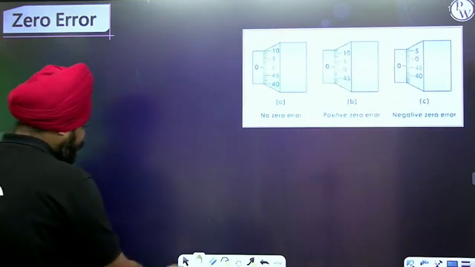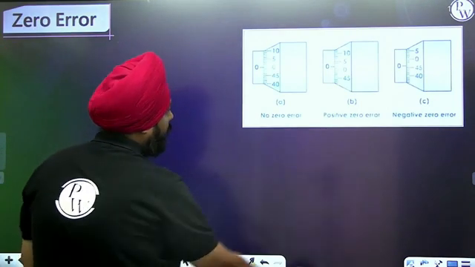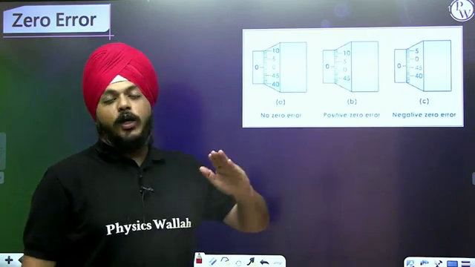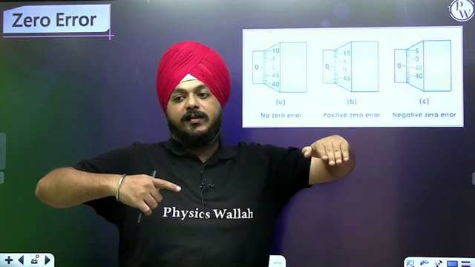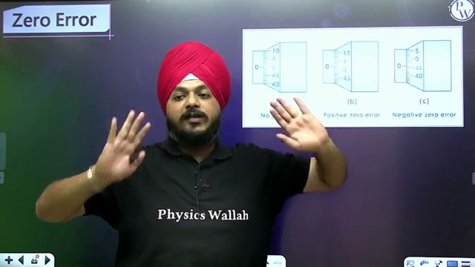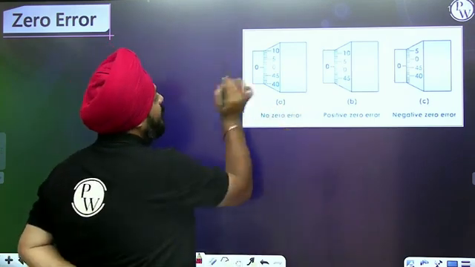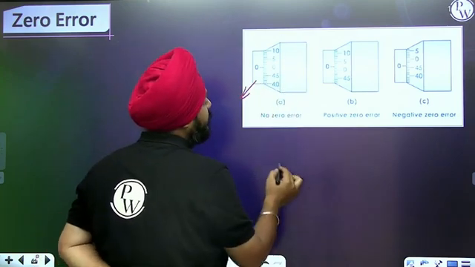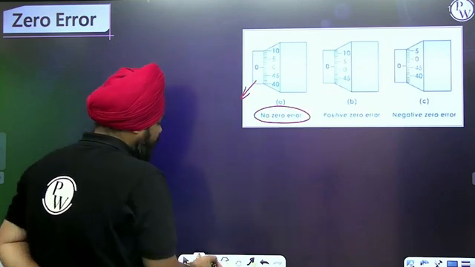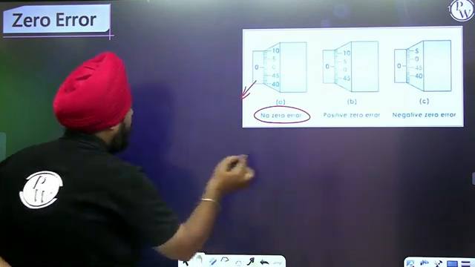Zero error. I told you about one thing that is rotating. Second, we are covering a linear distance. So in between these two, we need a reference part, that will be our reference line. This is the main scale, and this one is the circular scale. Now basically the formula of the zero error is going to be the same, right?